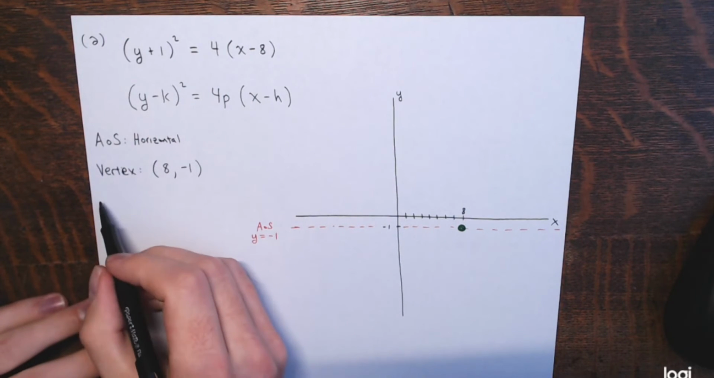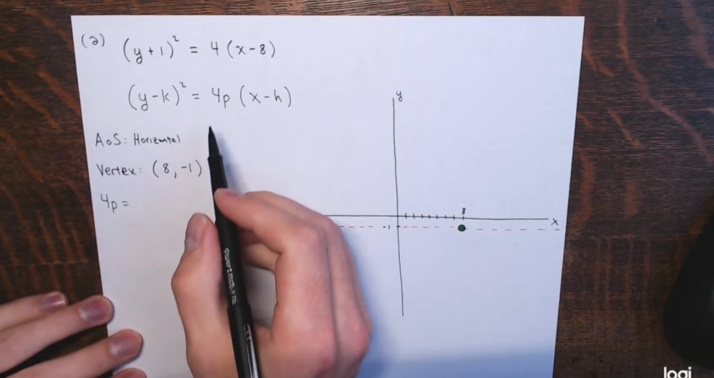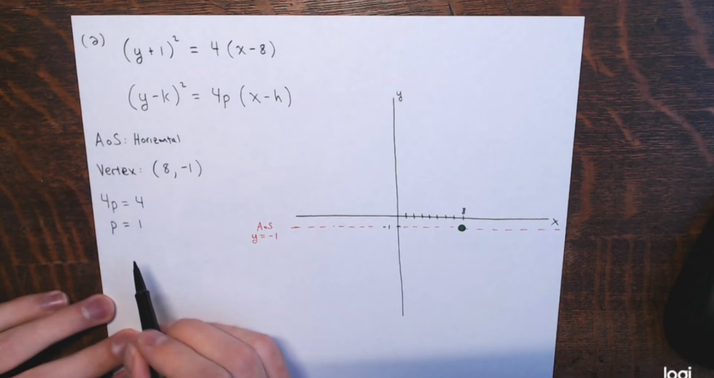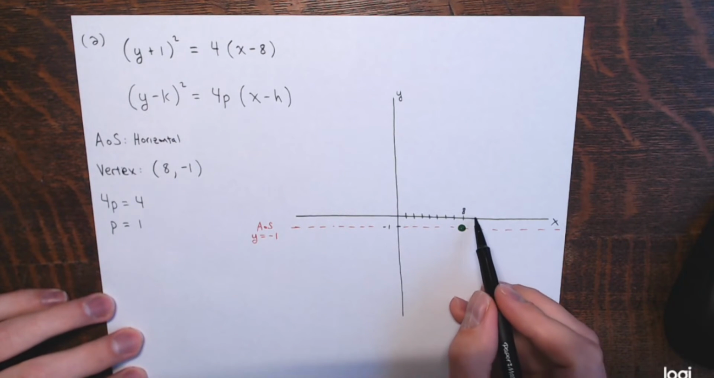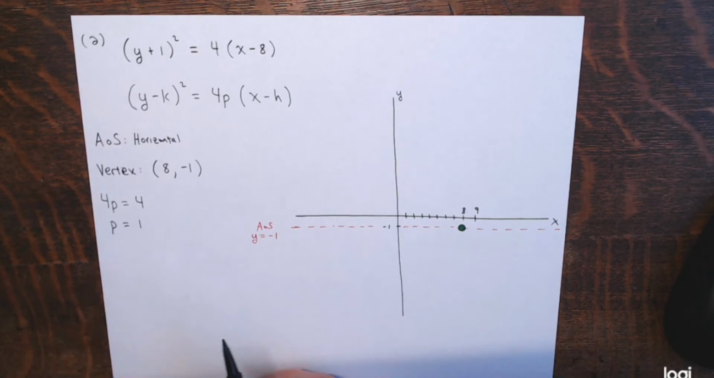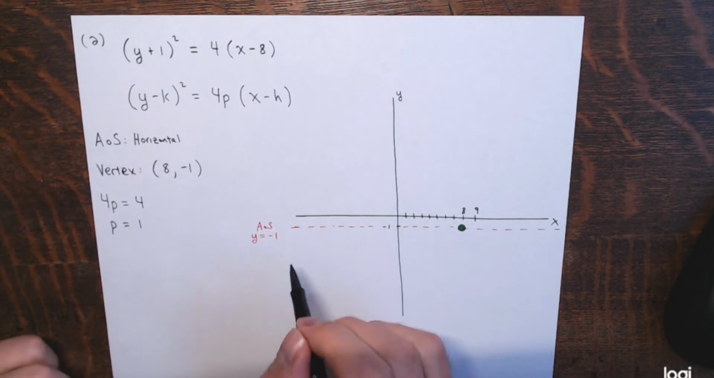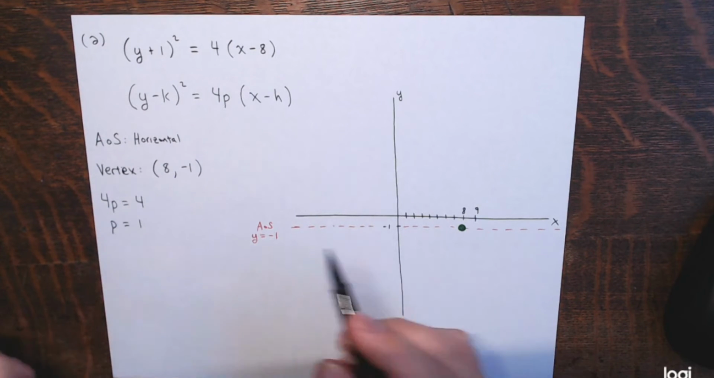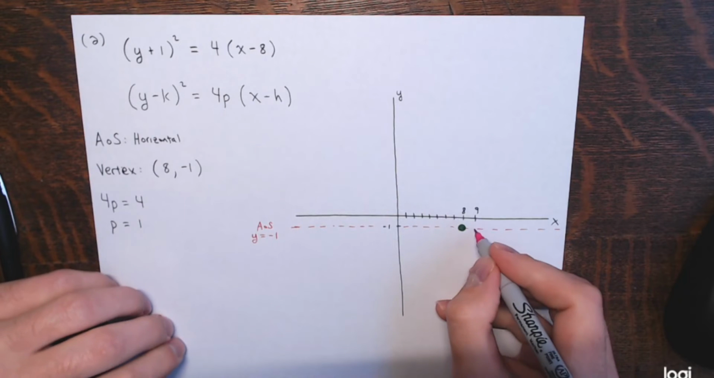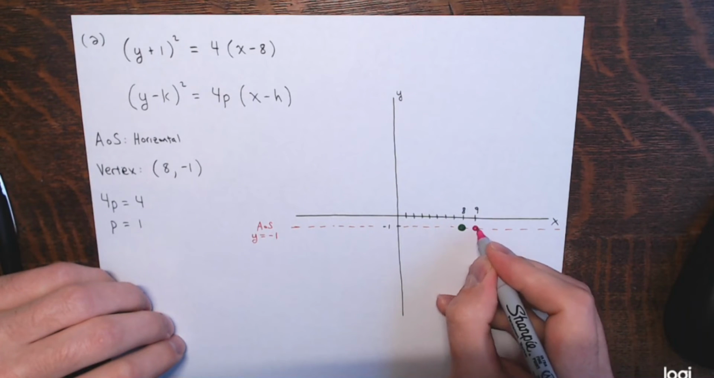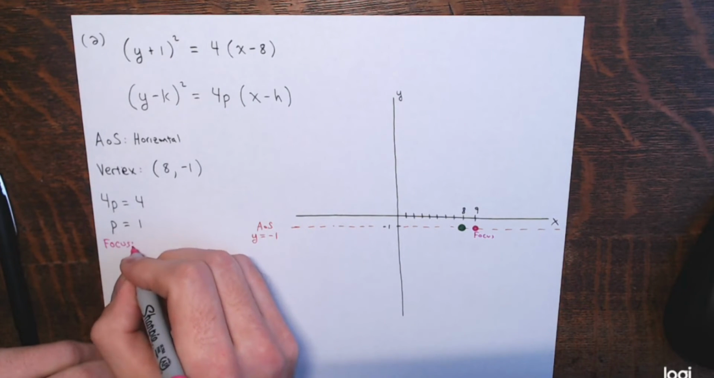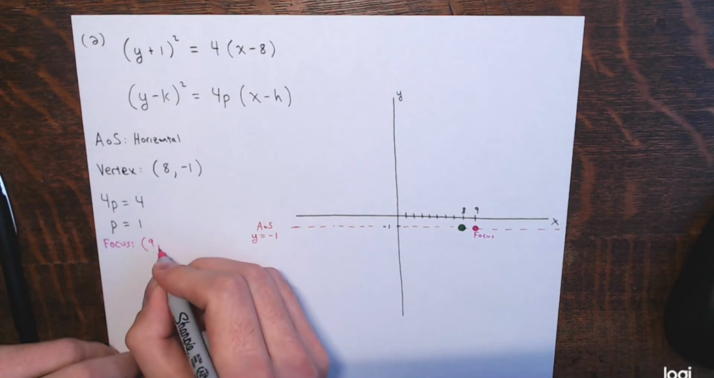So this time the 4p is +4. So the value of p is 1, and that's +1. So that means the focus is right 1 unit. When you're talking horizontal, right is positive, left is negative. And when you're talking vertical, up is positive, down is negative. But p is +1, so the focus is 1 unit to the right of the vertex. There's the focus right there. So I'll put the actual coordinates over here as well. The focus is at the point 9, -1.